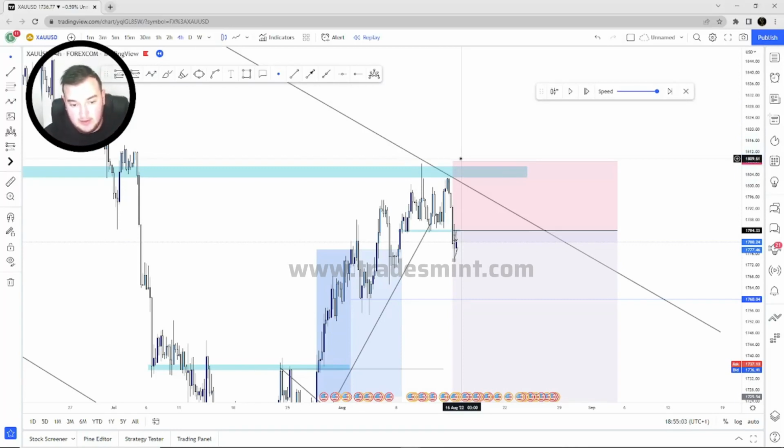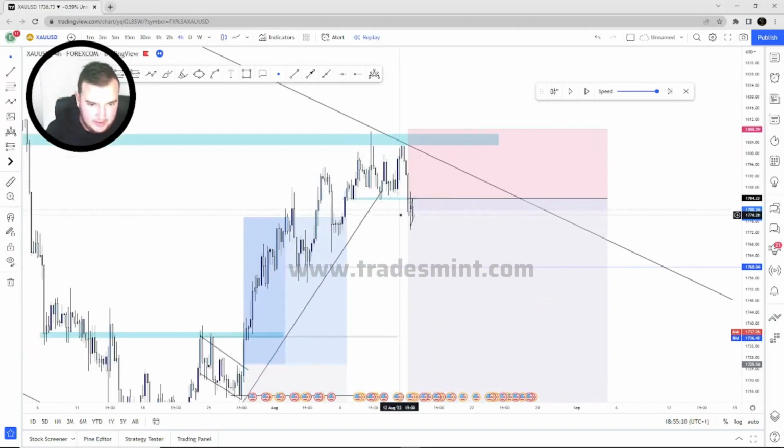Okay, market structure is very, very important. Market structure is just how it works. You might not know them as lower lows or lower highs. You might know them as bullish or bearish trends. But in bullish and bearish trends, we have what we call lower lows, lower highs, higher highs, and higher lows. Okay. So again, we break the low, we can now take this trade.